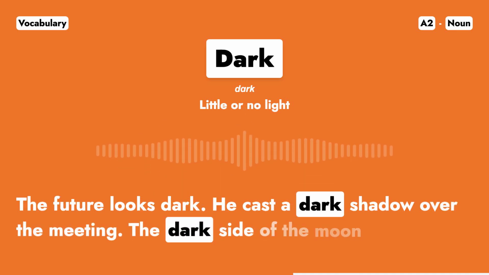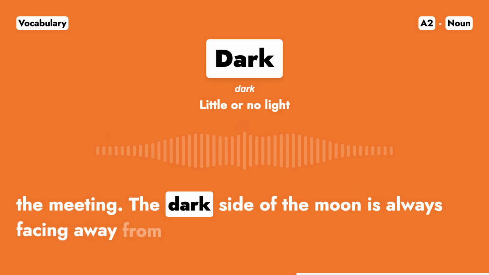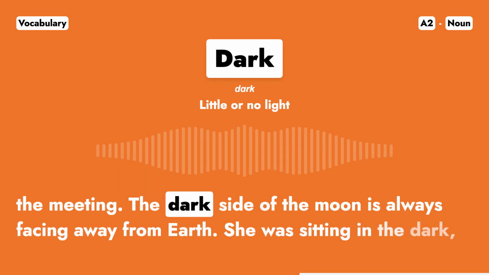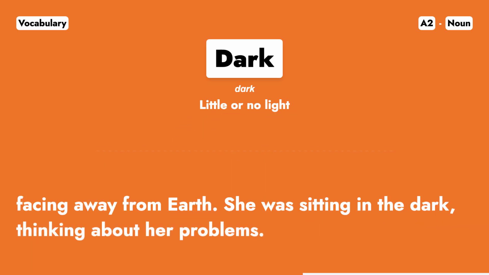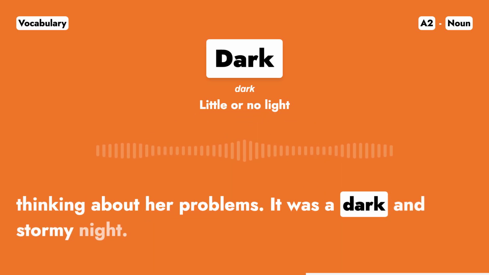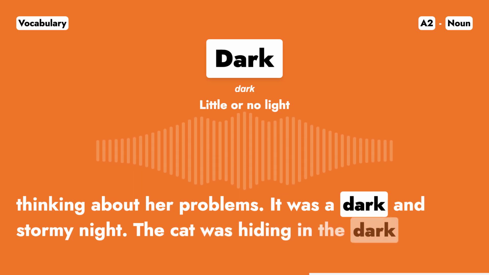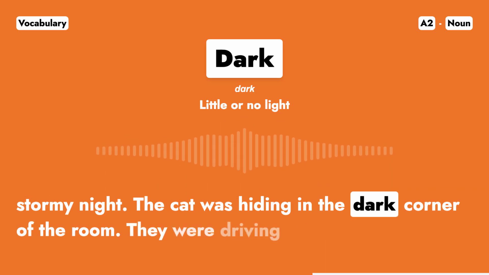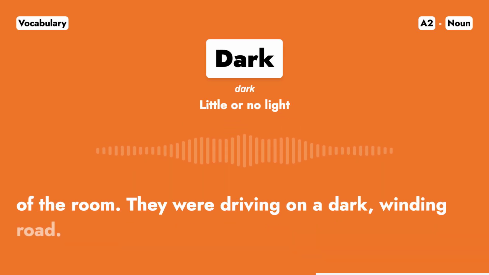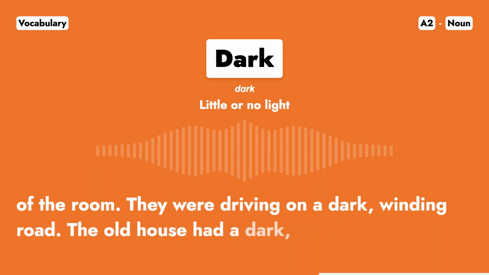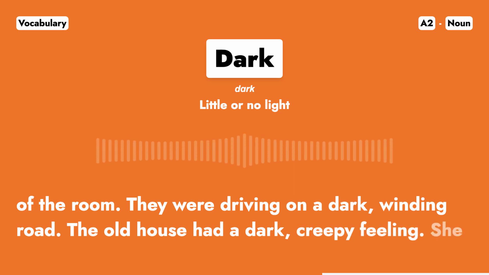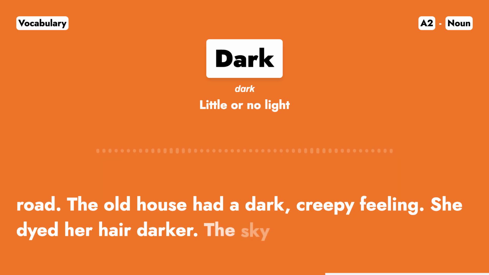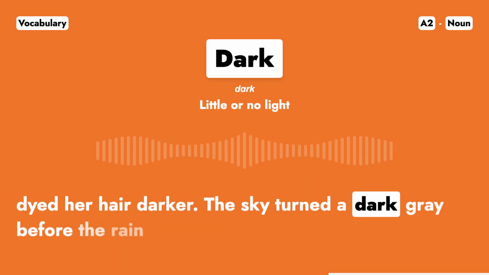The dark side of the moon is always facing away from Earth. She was sitting in the dark, thinking about her problems. It was a dark and stormy night. The cat was hiding in the dark corner of the room. They were driving on a dark, winding road. The old house had a dark, creepy feeling. She dyed her hair darker. The sky turned a dark gray before the rain started.